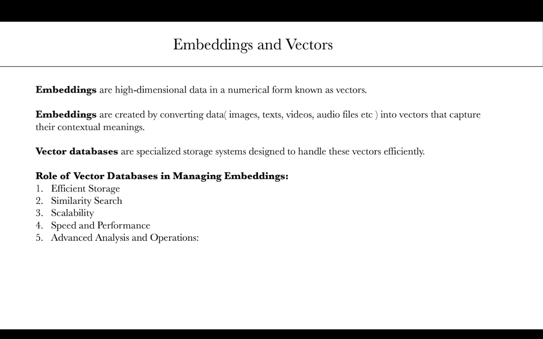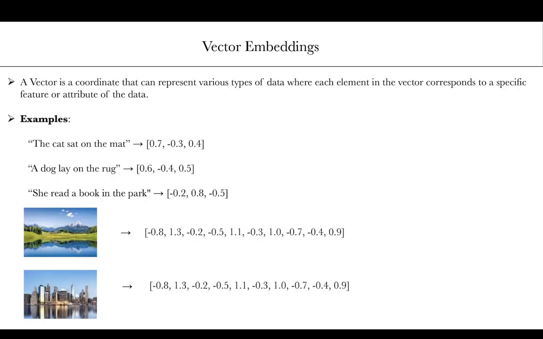Firstly, they provide efficient storage, allowing us to store vast amounts of high-dimensional data without compromising on speed. With these databases, you can perform similarity searches, identifying which items are most alike, which is a key function in recommendation systems and even content discovery, right? These databases scale with ease, handling more data without a significant drop in performance. And speaking of performance, vector databases are optimized for speed, ensuring quick retrieval of information. Lastly, they facilitate advanced analysis and operations, allowing us to perform complex queries and analytics that are fundamental in extracting insights from the data. Now let's take a look at some examples.